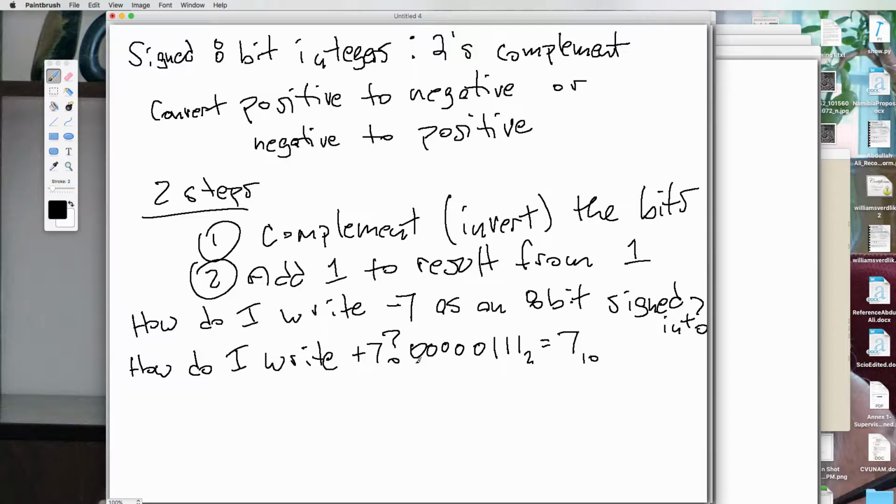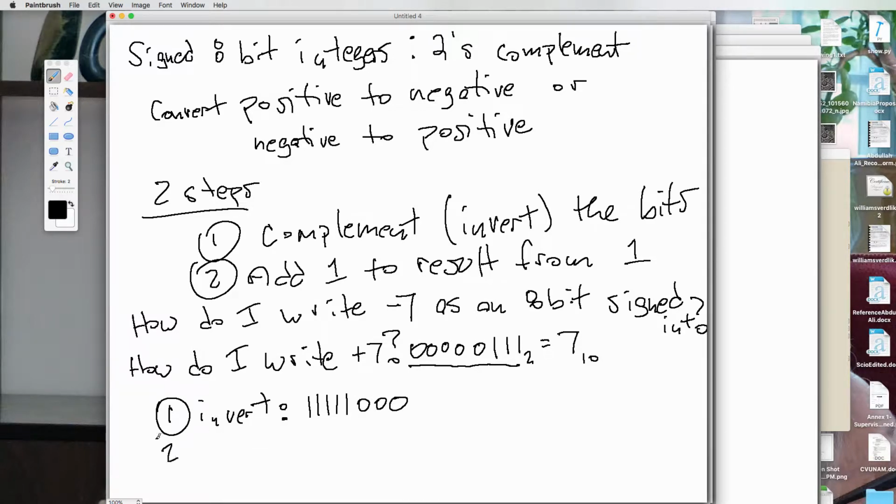Now I can take this number right here and apply these 2 steps to it. Step 1 is I invert. And when I invert, that's going to give me 1, 2, 3, 4, 5 ones, and then 3 zeros.